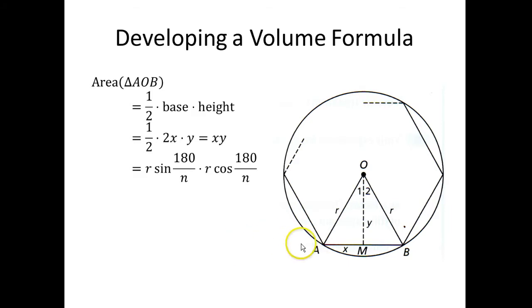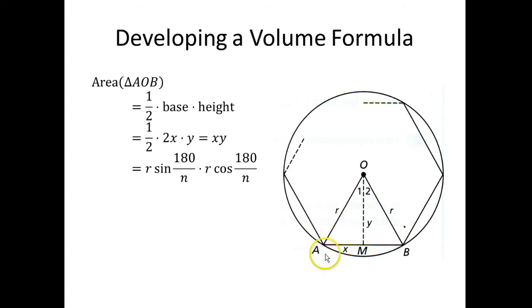So the area of triangle AOB is 1/2 times the length of its base times its height. But I've given names to those lengths in this triangle. The base of this triangle measures 2x. The height of this triangle measures this length, y. Of course, 1/2 times 2 is just 1, so I'm left with x times y. So the area of triangle AOB ends up being just x times y.